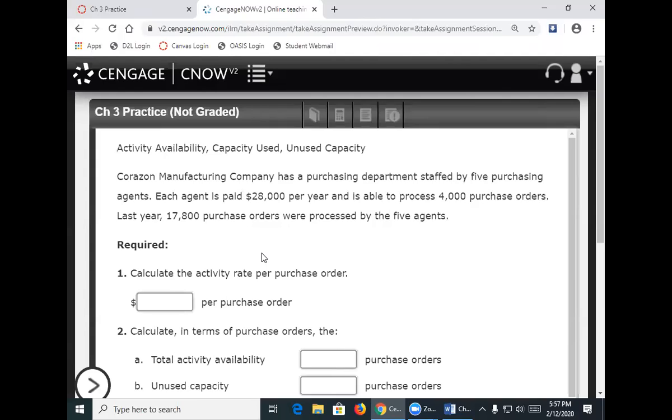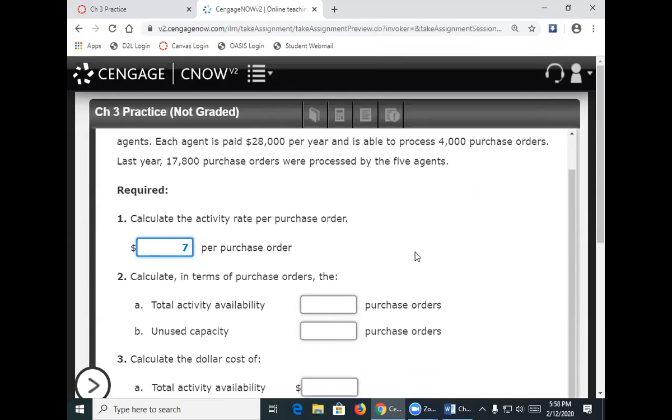So on number 1, it says calculate the activity rate per purchase order. So how would I calculate the activity rate per purchase order? How much are they getting paid? If they're capable of processing 4,000 purchase orders, how much are we paying them per purchase order? You take the 28,000, 4,000. Yes, you got it. We'll just take the total amount we're paying them, the 28,000, divided by the total that we think they're capable of processing. And we're basically paying them $7 per PO. But that's if they're actually processing 4,000 purchase orders. So that's the rate we're paying them at, based on the labor that we're charging.